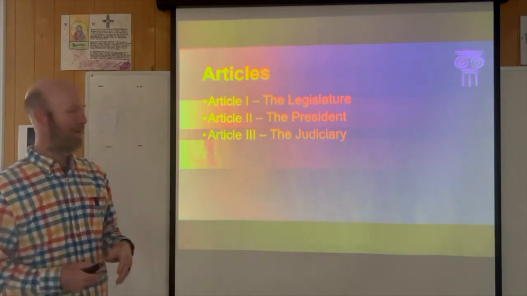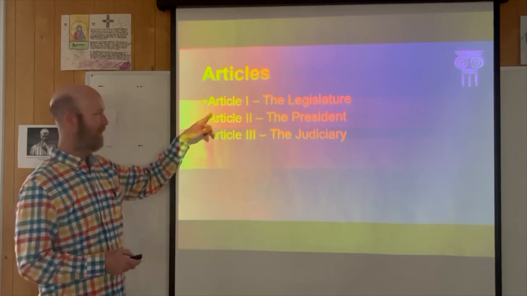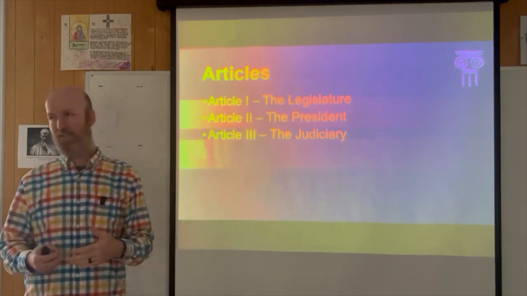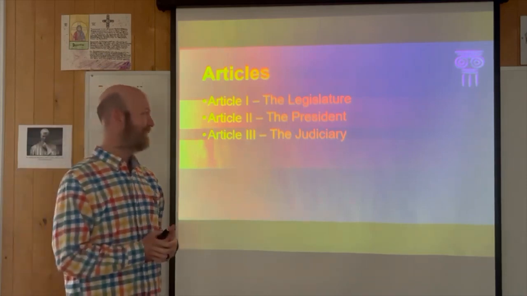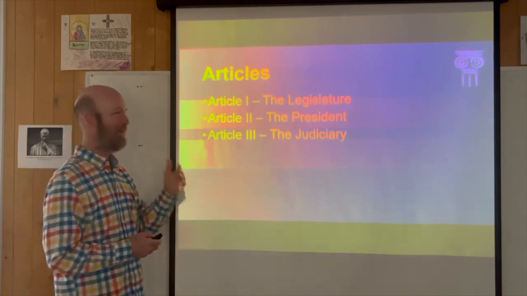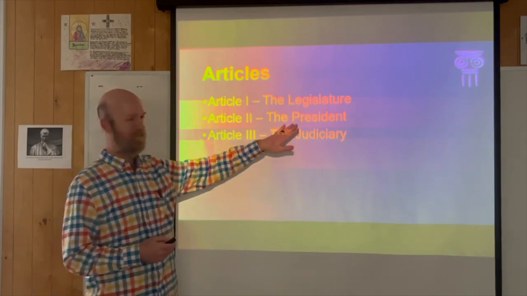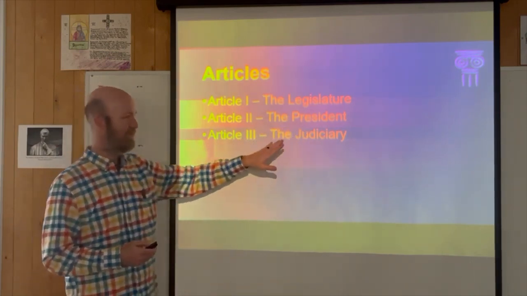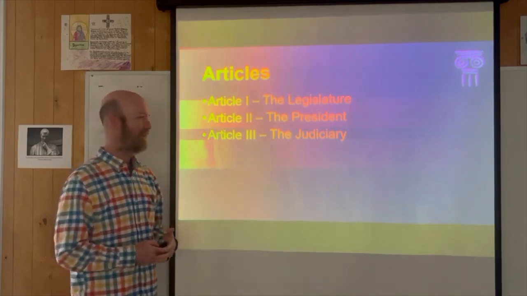The first three articles, Article 1, 2, and 3, are about the branches of government. Article 1 is about the legislature because the Federalists, James Madison and the others, when they wrote the Constitution, considered the legislature, Congress, to be the most powerful branch. Then Article 2 is about the president, who was second in power. And Article 3 is about the courts, the judiciary, which they considered to be the weakest of the three branches.